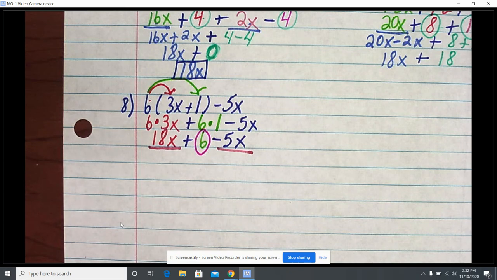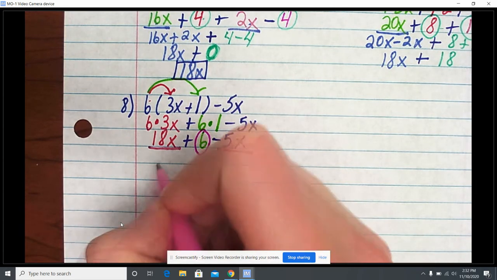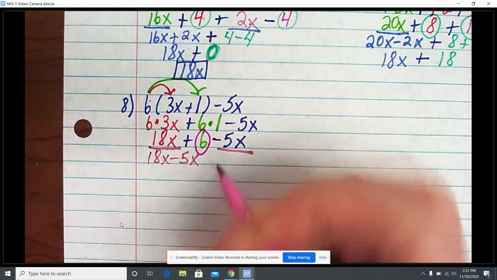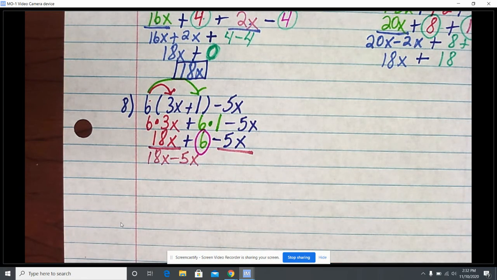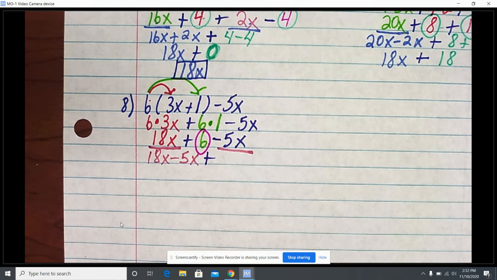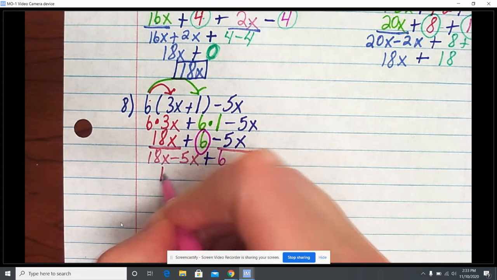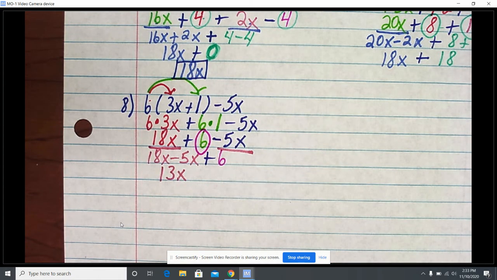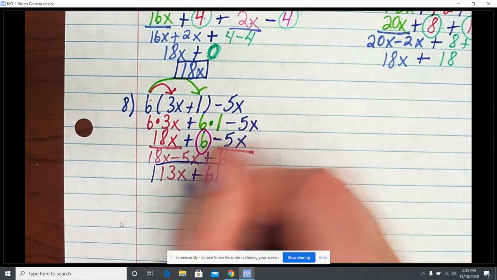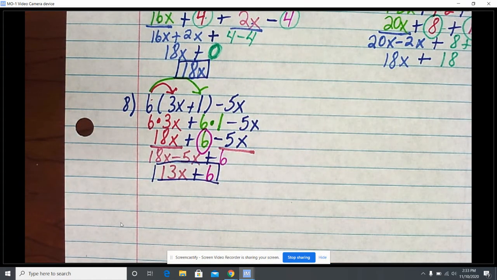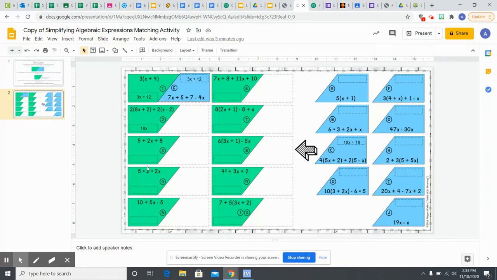Alright, I'll start with the underlined terms. Looking at my second one, there's a minus sign right there, so that means I'm taking 18x minus 5x, and then plus, and I only have one circled term, which is just that 6, so I'm just going to drop down that 6. Alright, now work out my 18x minus 5x, just 13x, and then all I have is just a plus 6. Alright, so my answer is 13x plus 6, and that's for number 8. So let's go back to number 8.